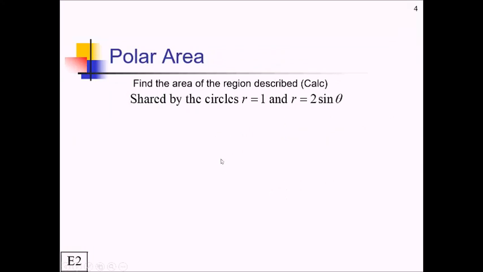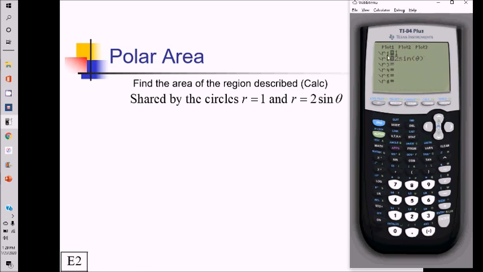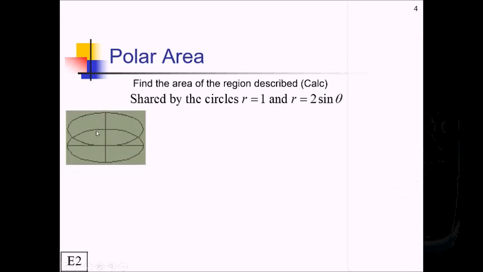For this next example, it's a calculator one, and they want the area shared by the circles given here. Pause the video and graph this out and see what they're really looking for. So here are my functions in R1 and R2. Let me zoom fit this thing. I'm still going from 0 to 2 pi. So there's the first circle, there's the second circle. Let me just draw it out on the screen here. So we're looking for this shared area in here.